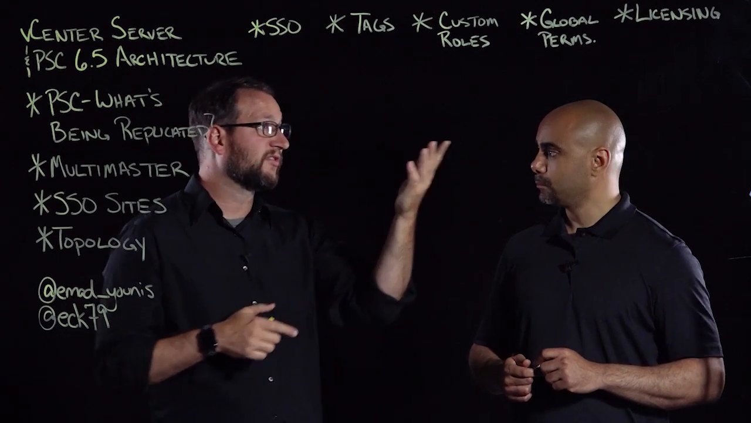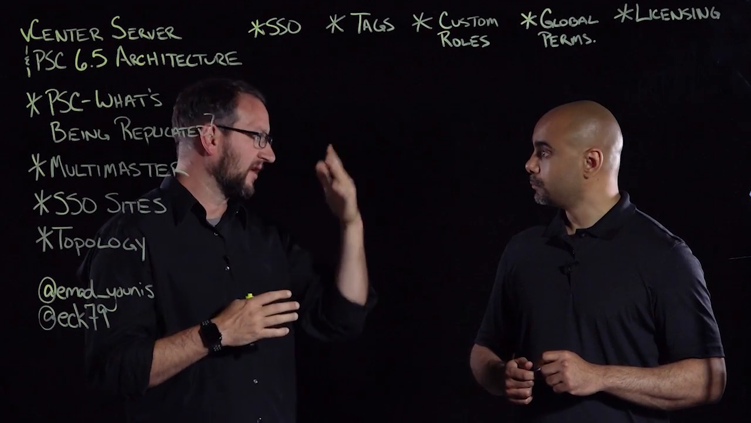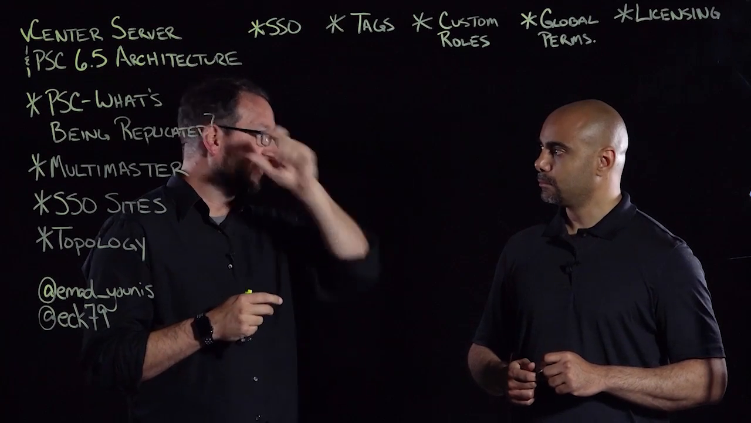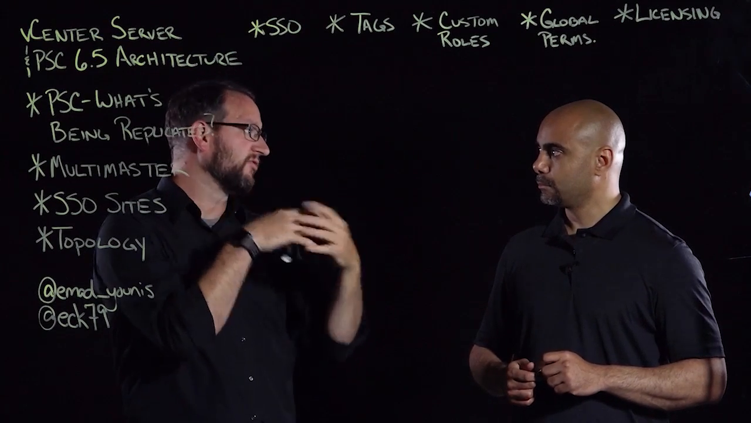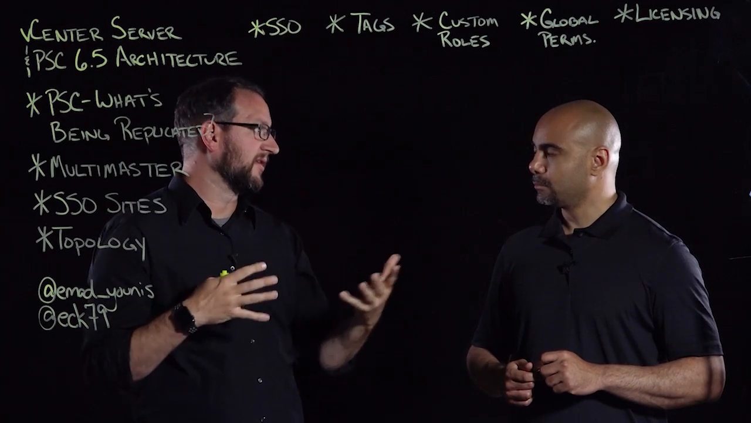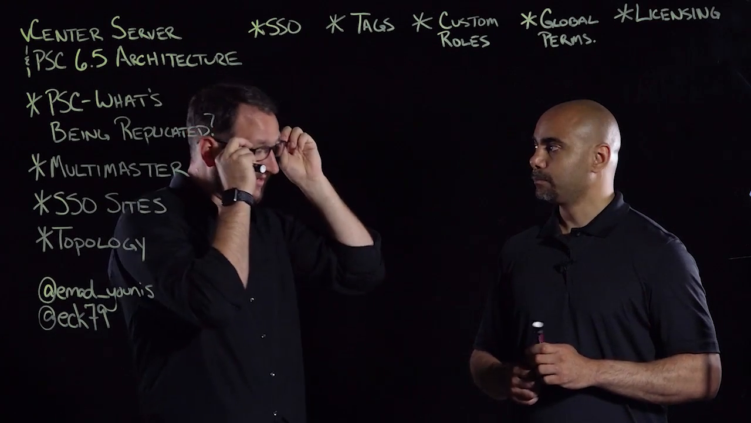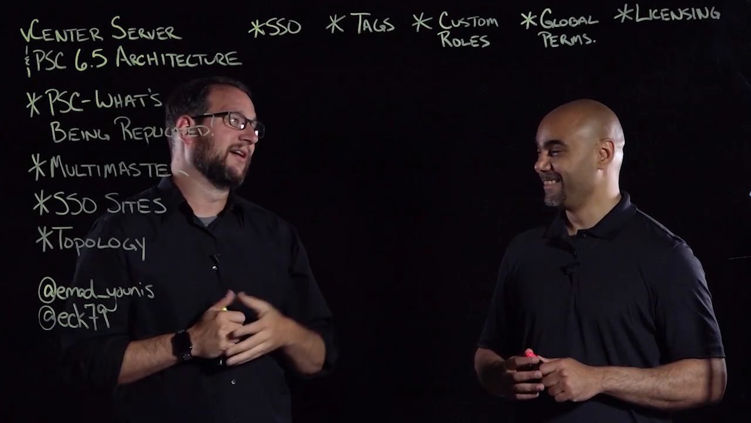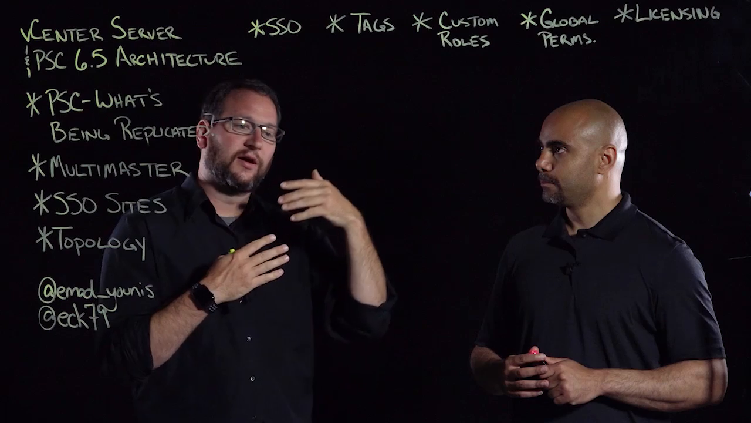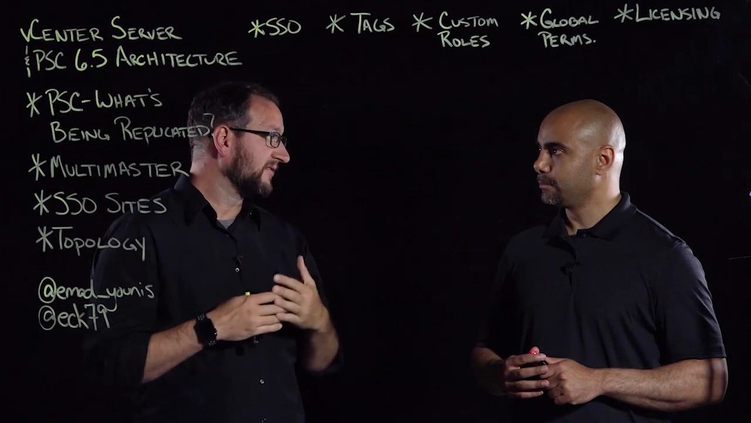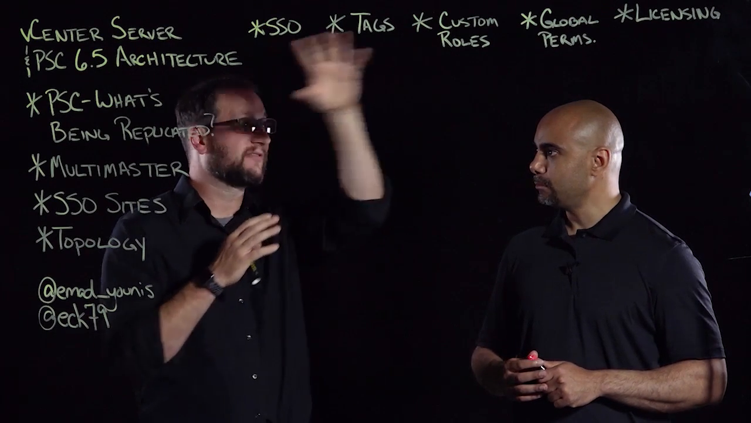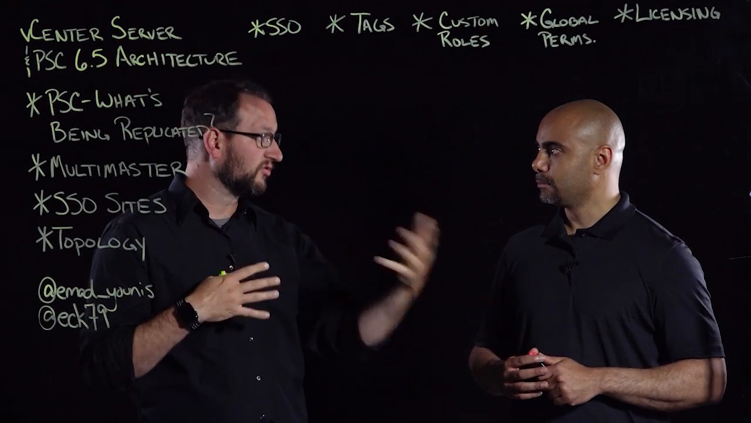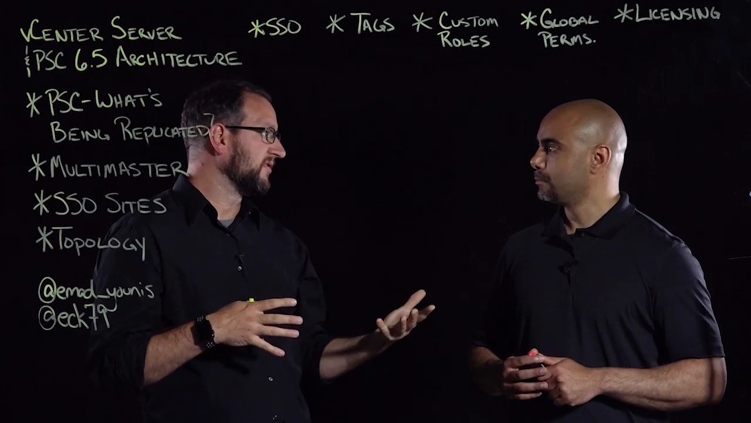Global permissions. This is a new construct in vSphere 6 and higher, where we can create a set of permissions at the top level, and that'll waterfall down to all of the vCenter servers within the SSO domain. And then last is licensing. License keys are always a pain, right? Now we can put those license keys in one place at the SSO domain layer, and they replicate out to all the PSCs, and then we can consume them from any vCenter server.